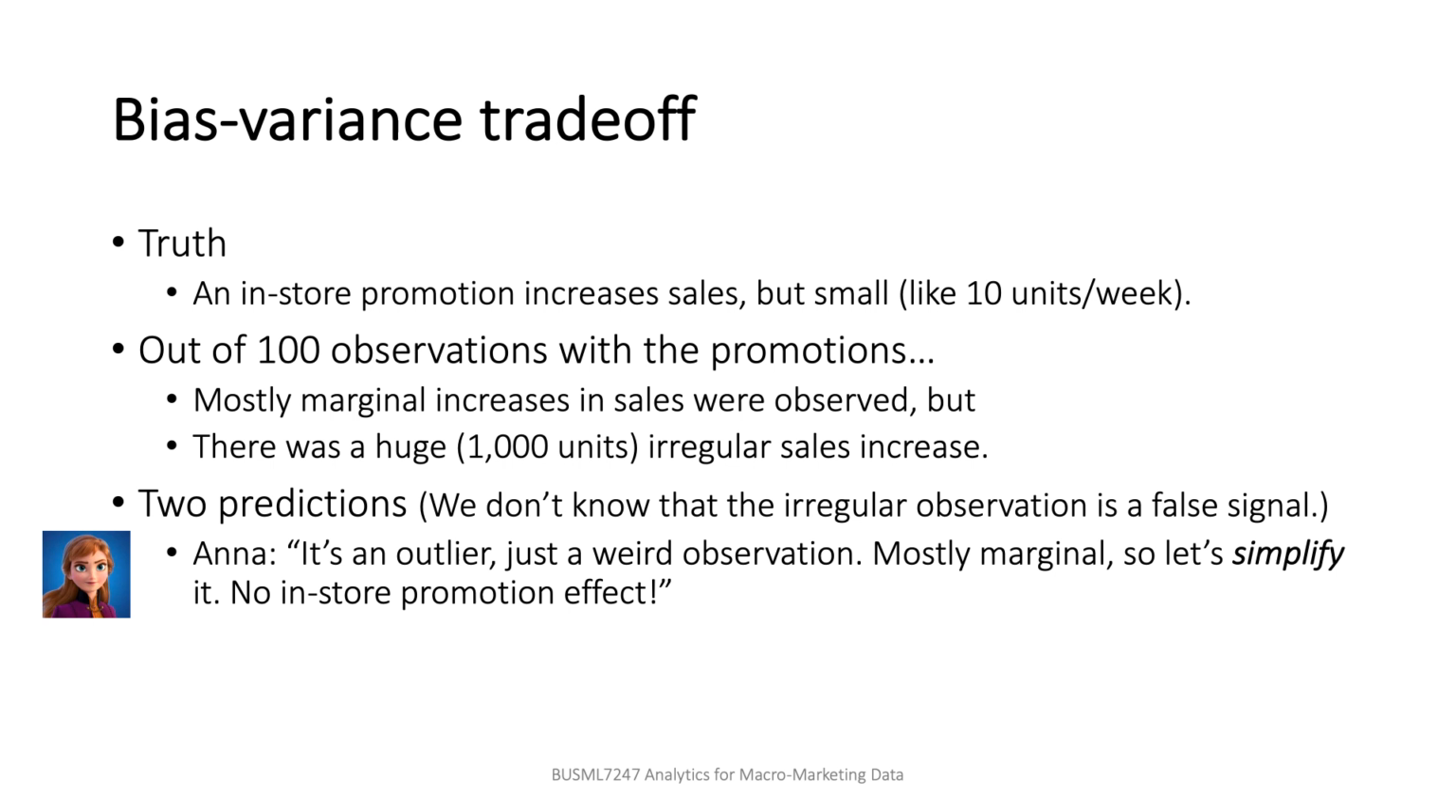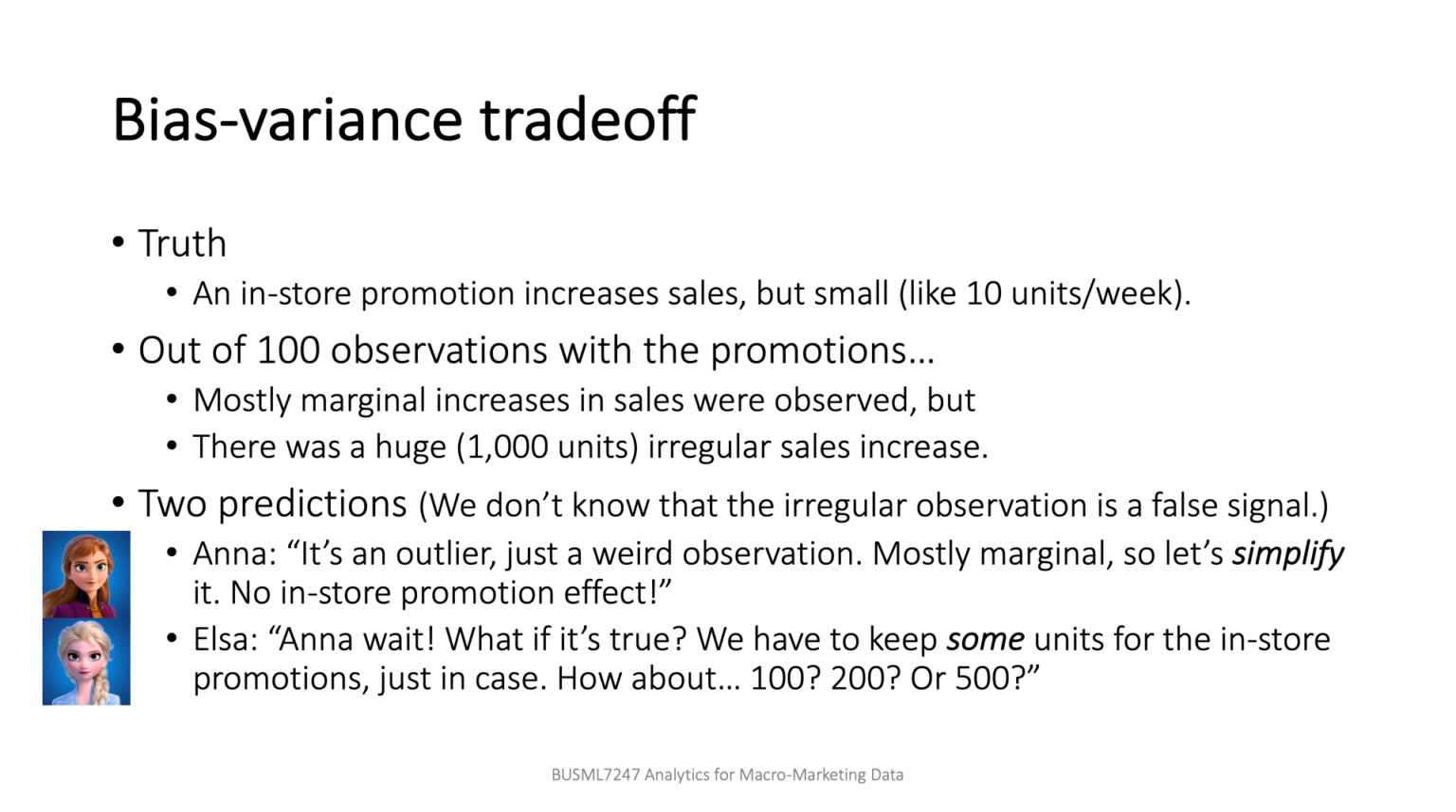The first machine, Anna, says, "It's an outlier, just a weird observation, mostly marginal, so let's simplify it. No in-store promotion effect." That is Anna's guess on gamma. The C value is 0.